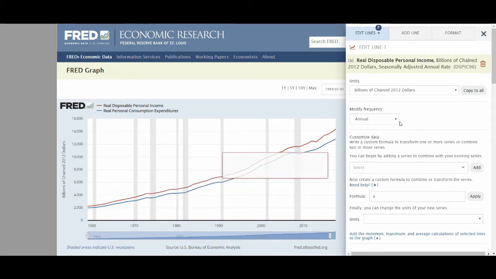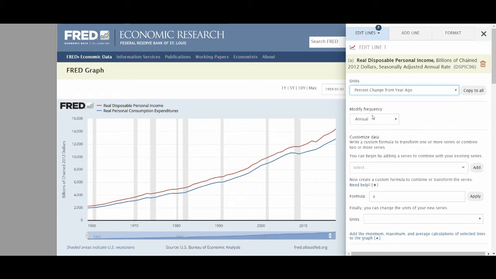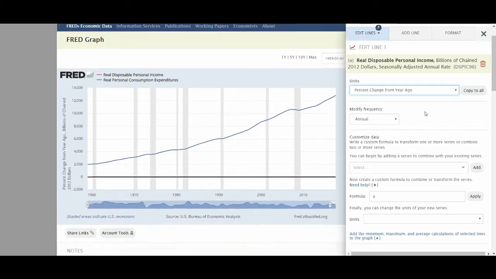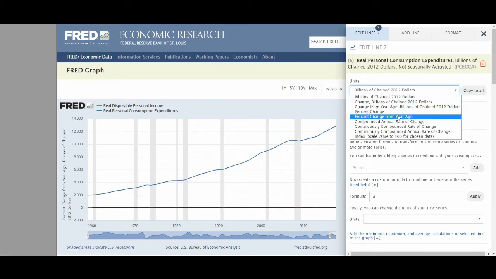So what we want to do, instead of looking at the units as billions of chained 2012 dollars, is look at them as a percentage change from a year ago. I think it'll only do this for one of the variables right now. Yep, so I'm going to do this to both variables. I'm going to change this one also to percentage change from a year ago.